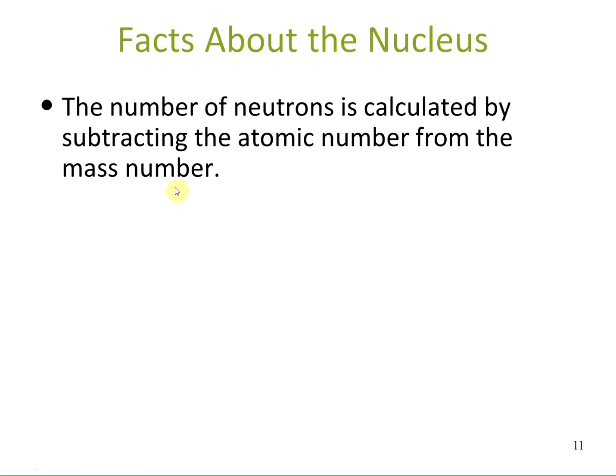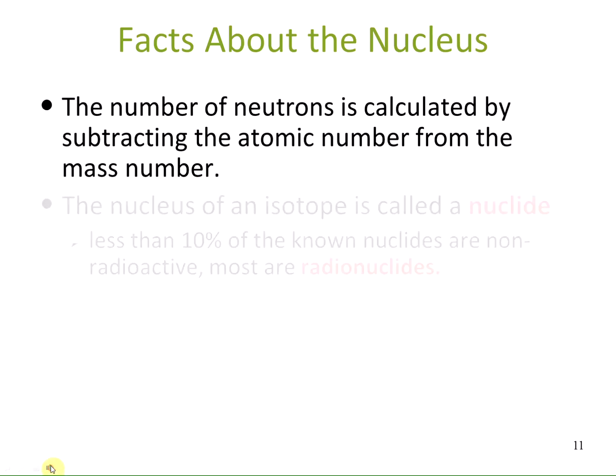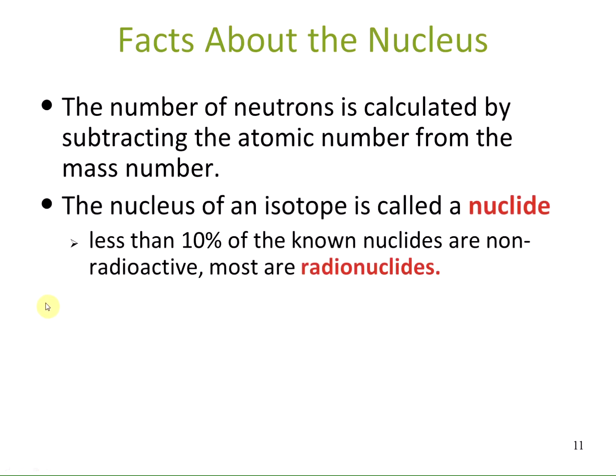So we don't need any redundant information. If the mass number contains the protons and the neutrons, and we know the atomic number, which is the number of protons, we can simply subtract the atomic number from the mass number to calculate the number of neutrons. And the nucleus of an isotope is called a nuclide, and less than 10% of the known nuclides are non-radioactive. Most are radionuclides.